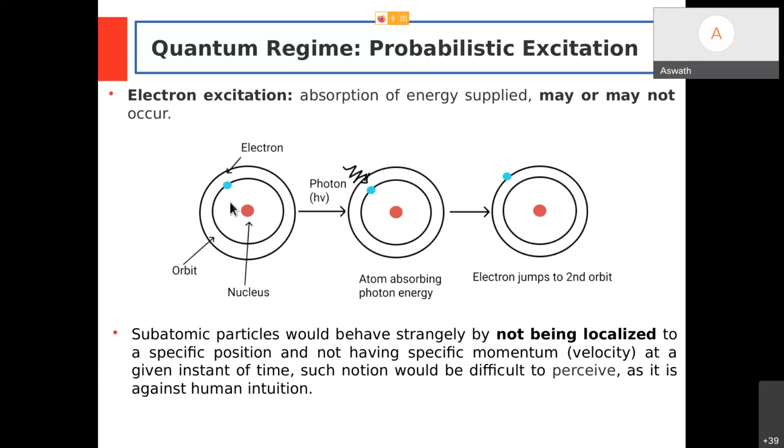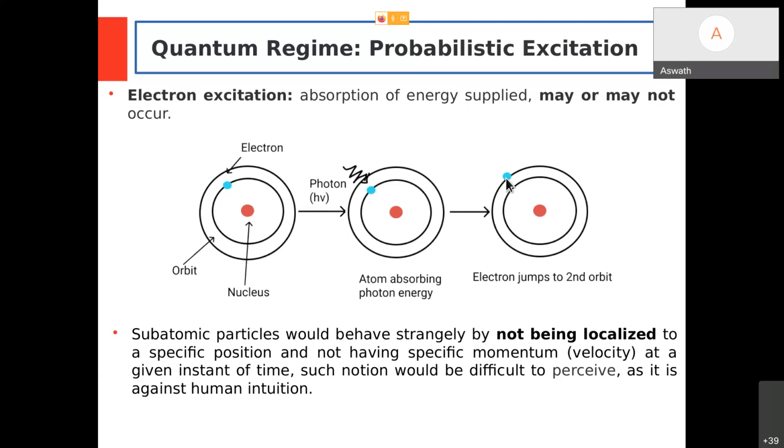If I supply some energy, I can break the thread, or I can elongate the thread, stretch the thread a little bit more. That means I'm allowing the electron to go away from the nucleus. So I'm supplying a photon, right? At an atomic or subatomic level, if I supply a photon, this electron can absorb that energy and go to the outer orbit, right?